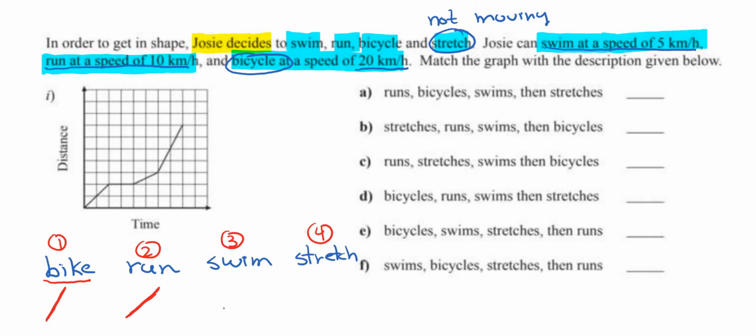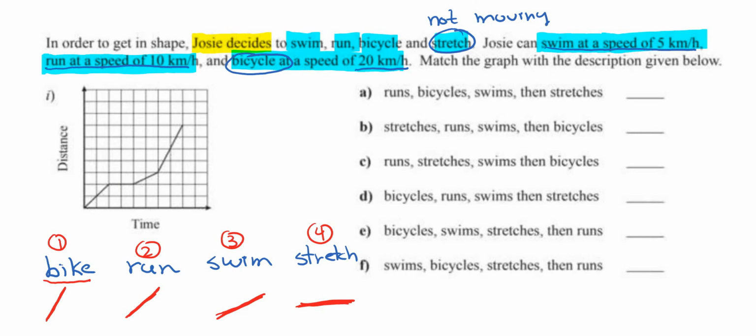And then when you're swimming, you're a little bit slower, so now the line becomes even flatter. And then when you're stretching, you're not moving, so this is where you have the flattest line, which is just a horizontal line right there. So that's how the slopes would look if you had to graph it.